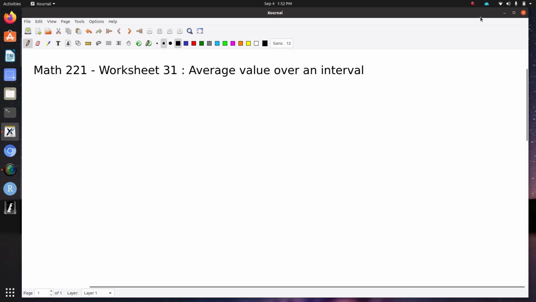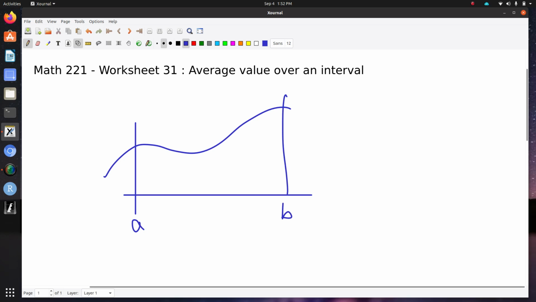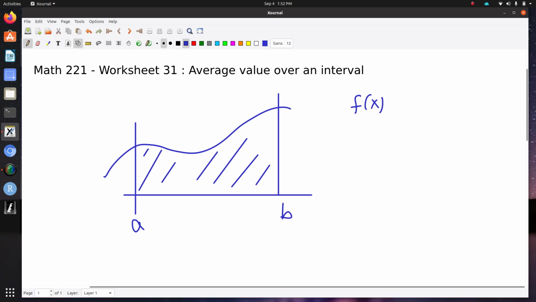Okay. The one thing I want you to learn that's slightly new but not totally new on this worksheet is this idea of average value. So if you have a function over an interval a to b, and you want to know what the average value is over this interval, what you can do is just integrate f of x dx from a to b, and divide by the length, which is b minus a, the length of the interval.